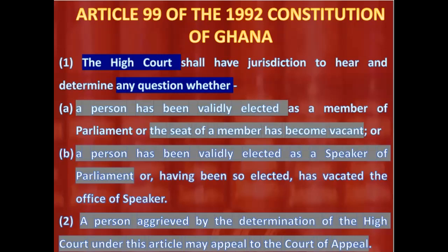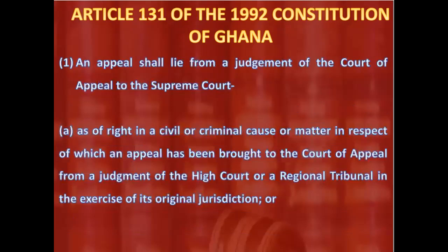But Article 131 of the Constitution has language to the effect that an appeal shall lie from a judgment of the Court of Appeal to the Supreme Court as of right in a civil cause or matter, in respect of which an appeal has been brought to the Court of Appeal from a judgment of the High Court.